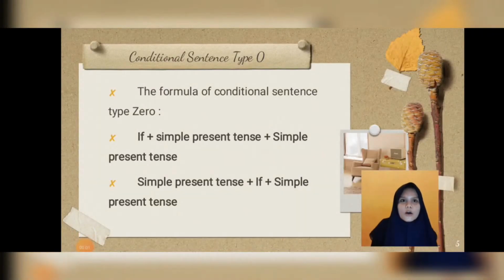The formula of conditional sentence type 0 is if plus simple present tense plus simple present tense, or simple present tense plus if plus simple present tense. Let's move to the example.